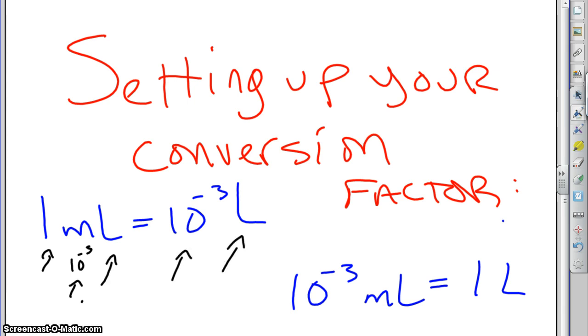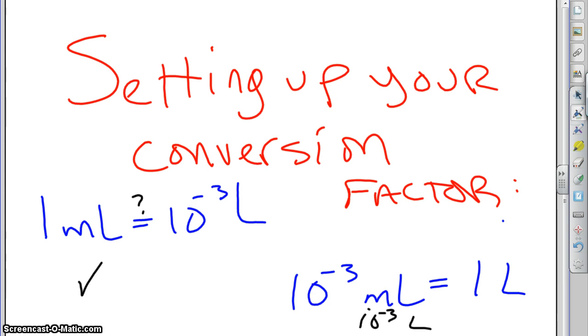Is that a true statement? Well, it sounds true. 1 times 10 to the negative third liters, is that equal to 10 to the negative third liters? Well, it sure seems like it's equal. So that sounds right. We like it. Let's go over here and check this one. 10 to the negative third, what does milli mean? 10 to the negative third liters equals 1 liter.